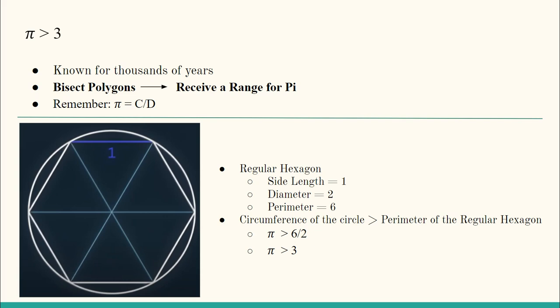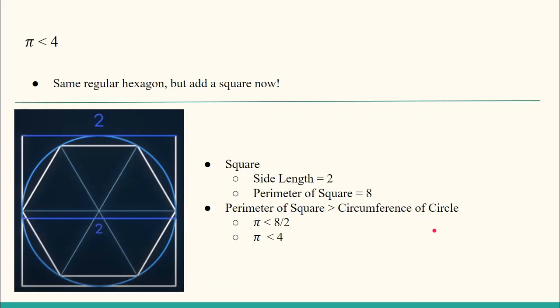And using logic, we can clearly see that the circumference of the circle that's circumscribed is greater than the perimeter of that regular hexagon. So pi must be greater than 6 divided by 2, or in other words, pi is greater than 3. And pi is also less than 4 because if you add a square around that circle, that square has a perimeter of 8. And the perimeter of the square has to be greater than the perimeter of that circle, so pi is less than 8 divided by 2, or in other words, pi is less than 4.